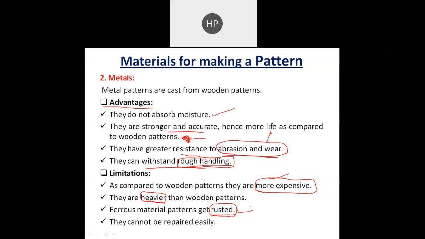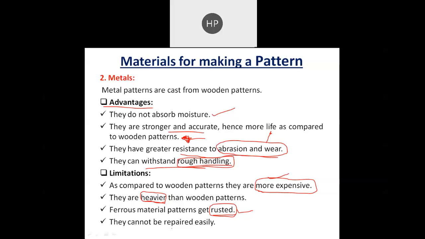Because of the water. And same thing here, that in sand preparation we add clay and water, so that water will come in contact with the ferrous material, and then it will start rusting. So in ferrous material this may be the problem, but in other material this is not a major problem.